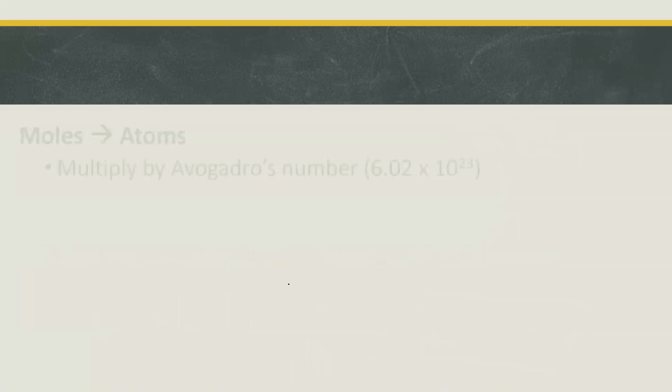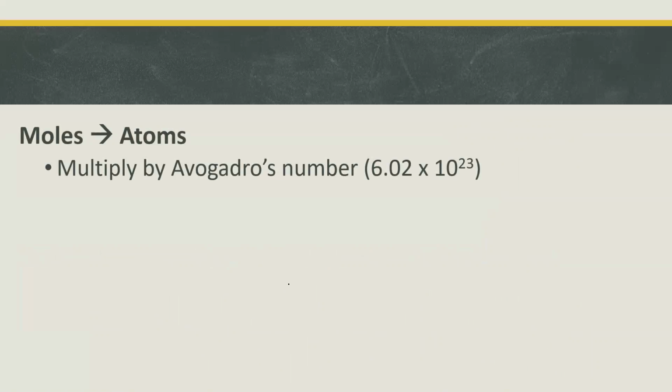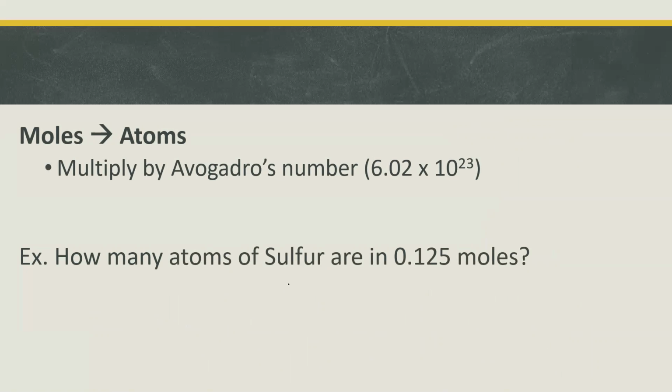All right, what happens if you go from moles to atoms? If you go from moles to atoms, you multiply by Avogadro's number, which I've given to you. So how many atoms of sulfur are in 0.125 moles? So I'm given the number out front, 0.125 moles of S, sulfur.